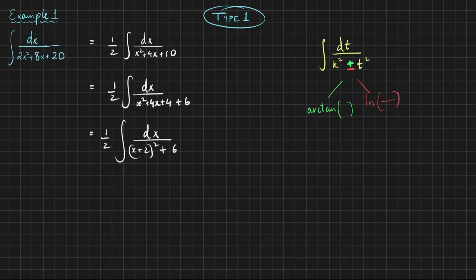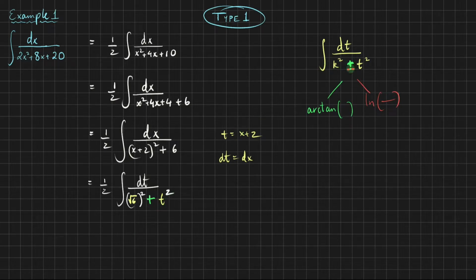We can now see that this integral is of the form integral dt over k squared plus t squared. If you really need to convince yourself, you can make the substitution t equals x plus 2. Let's do that actually. t equals x plus 2, and so you have dt equals dx. And this integral now becomes 1 over 2 integral of dt over, I'll rewrite this slightly as root 6 squared plus t squared. I think you should now be able to see that root 6 is the k over here, and the sign in the middle is a plus sign.